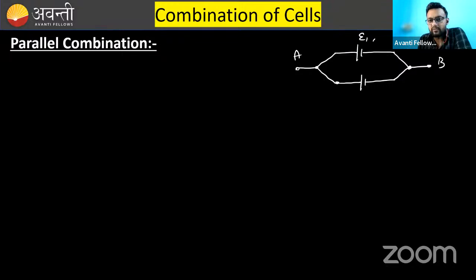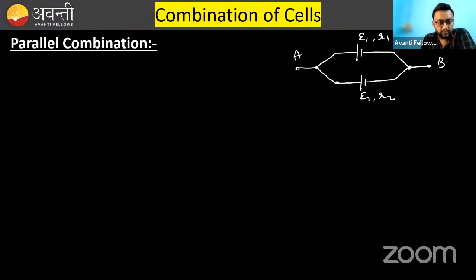AB, this is E1 and R1, this is E2 and R2. What is R2 and R1 here? R1 and R2 are the internal resistances of the cell. For an ideal cell, what is the value of internal resistance? You will say 0. Clear?